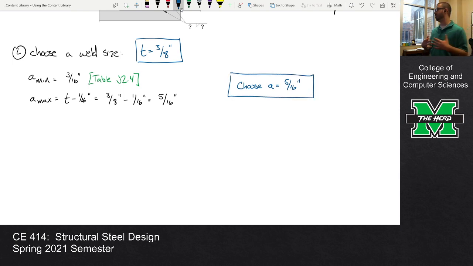We always choose a weld size that's larger as opposed to smaller, and we try and go as large as possible without going over 5/16. And so in this case, A max is 5/16. That's what we're gonna go with. So this is really one of those instances where you gotta compute the minimum and the maximum so you know what you're working with. It's vitally necessary for what we're doing. Okay, so step three, we need to compute the capacity.